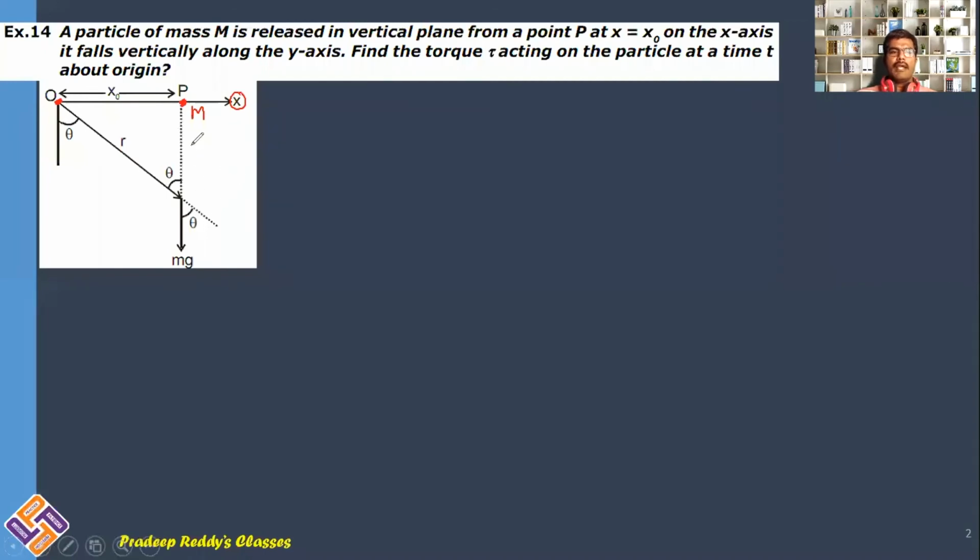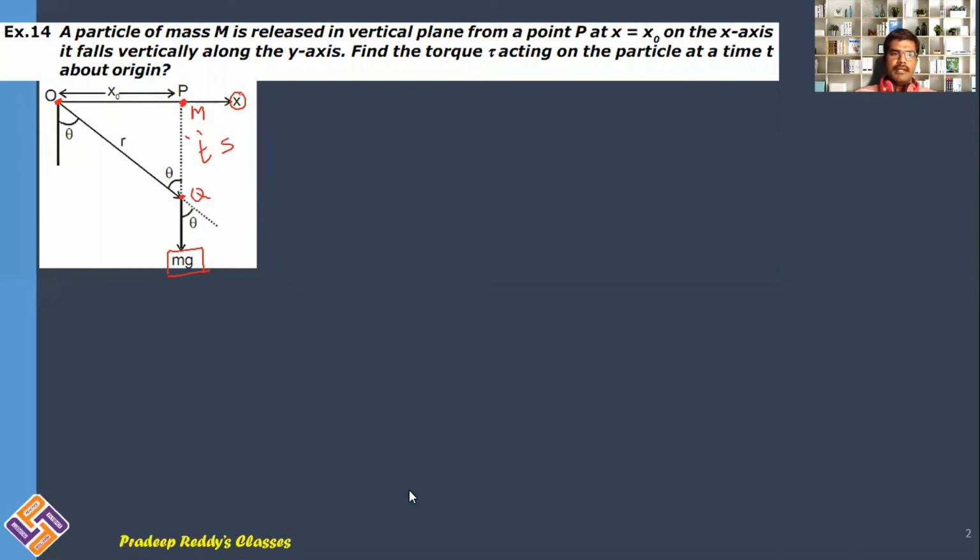You want to find the torque acting on the particle about the origin. When you leave an object at one particular point, because of the gravitational force, it falls down. The gravitational force is mg, which acts downward. Because of that force the particle falls down and reaches this position. The time taken is t seconds. In time t, the particle has reached from point P to point Q.